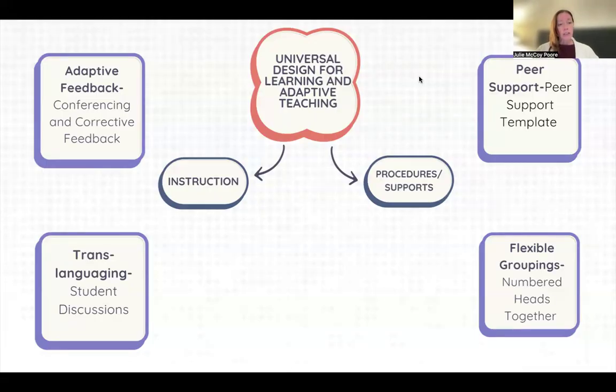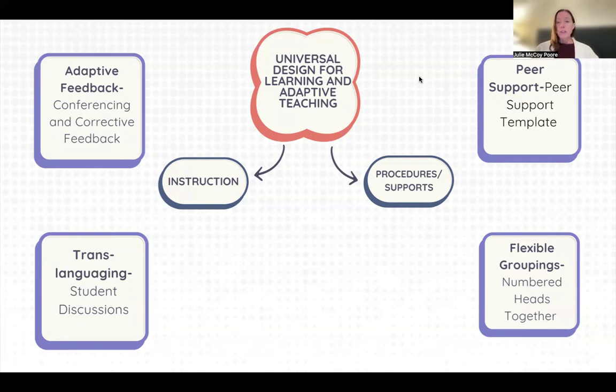Translanguaging is using students' full linguistic ability in, for example, student discussions where students might be involved in discussing a topic and then they have trouble or they know better a word in another language. And so they use that vocabulary word in a second language or a first language to better communicate and express their ideas. So this can occur with both languages or one or the second language, whichever best fits the student and furthers learning.